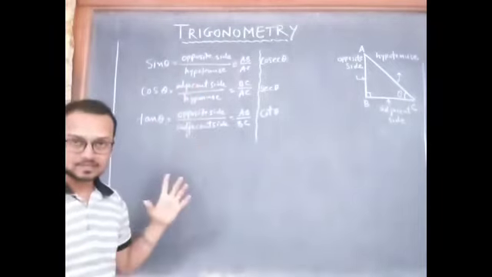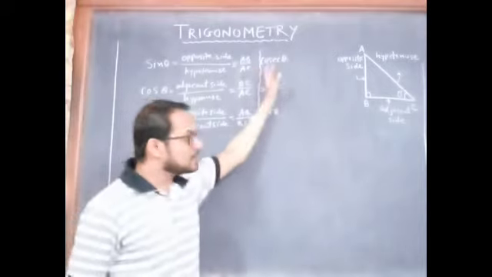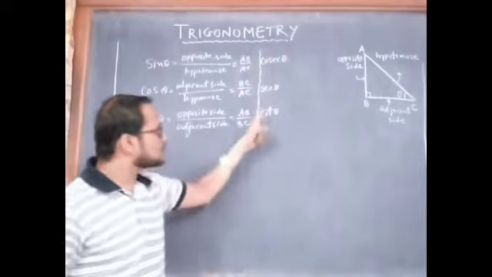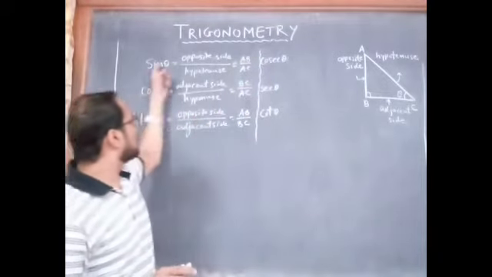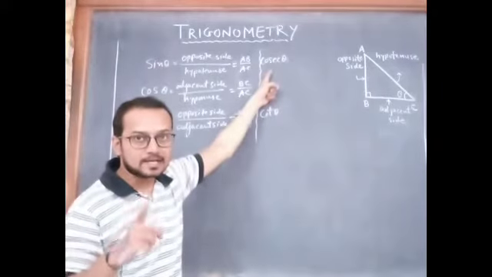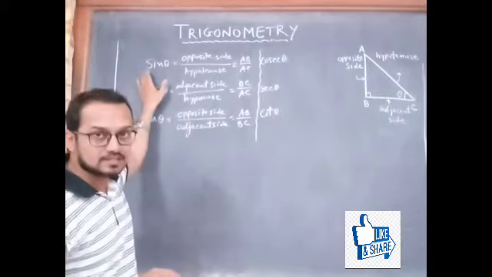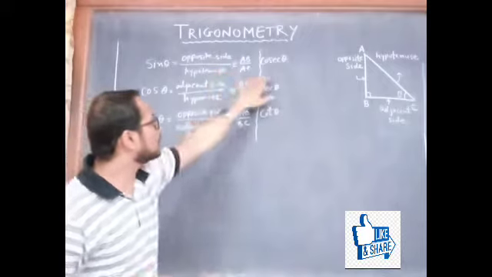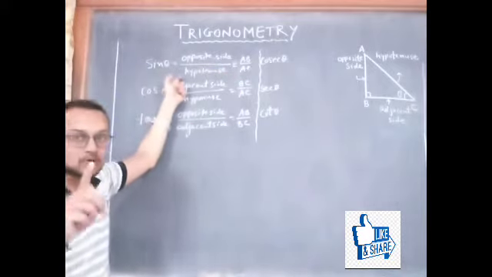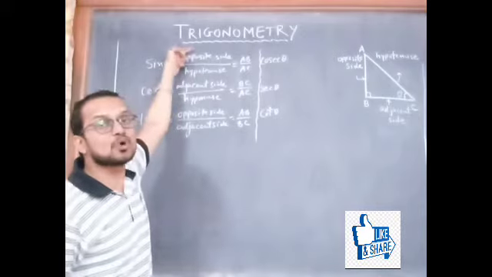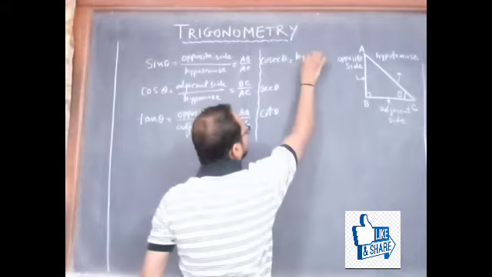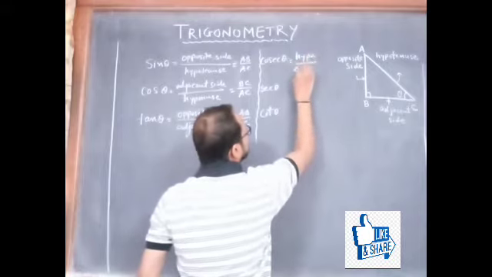opposite upon adjacent. Now whatever ratios I have written on the other side, each ratio is the reciprocal of the ratio beside it. It means cosec theta is the reciprocal of sin theta. So we can know here the reciprocal of sin theta will be, as sin theta is opposite to hypotenuse, cosec theta will be the hypotenuse to opposite ratio. So cosec theta equals hypotenuse upon opposite side.